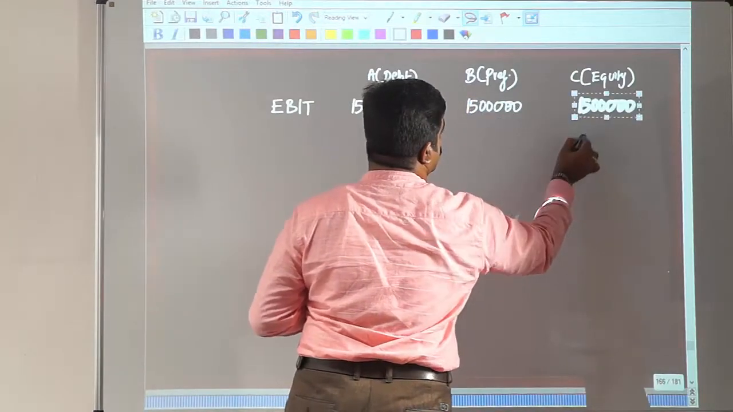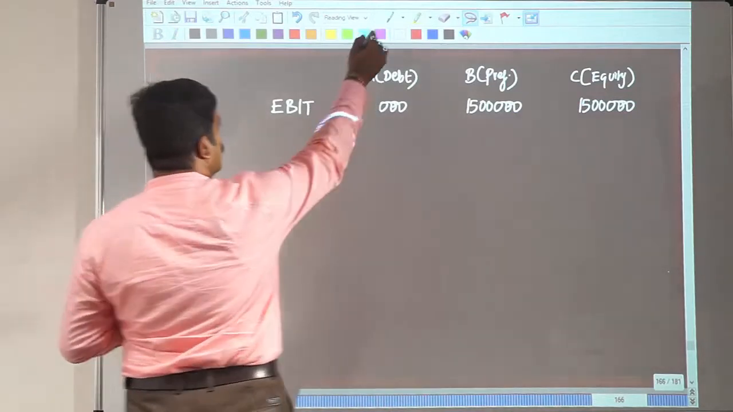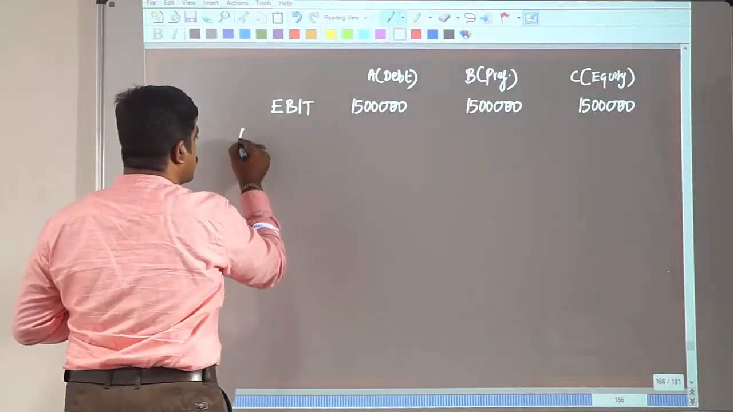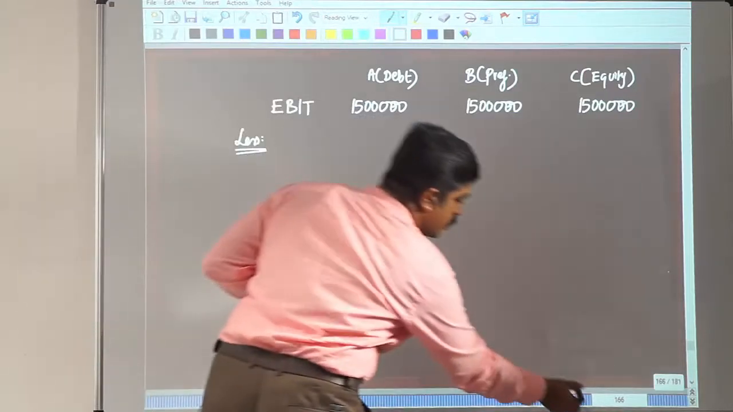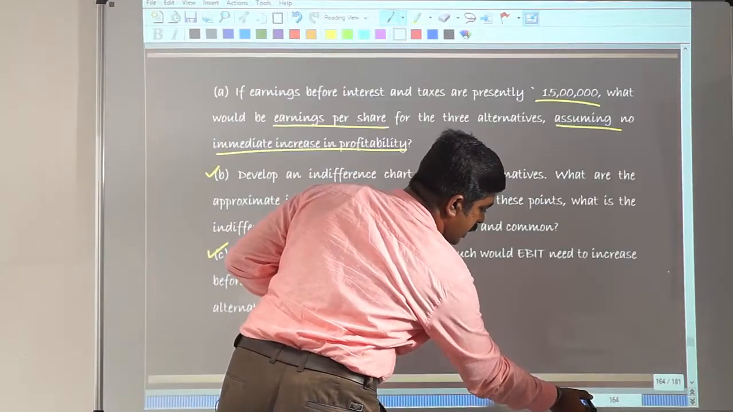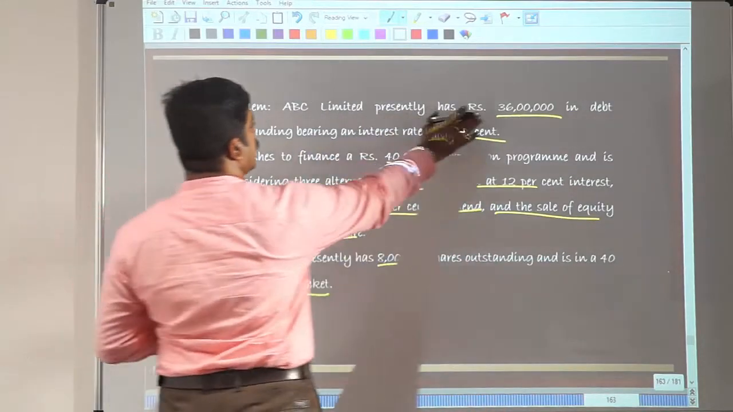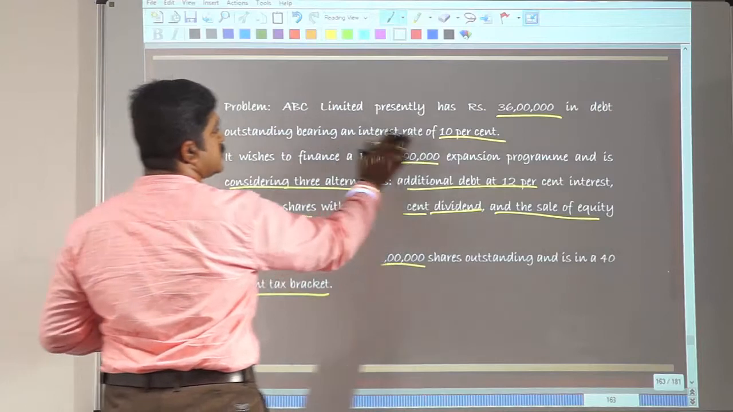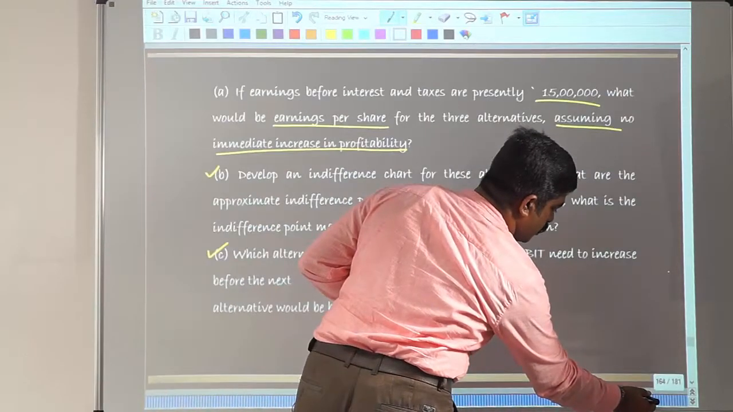So in all the three scenarios, my EBIT is 15 lakh. But one thing we have to remember is, from this, when we subtract the interest, we should not forget the interest on the existing loan, because the question says they already have a debt. What is their existing debt? Already they have 36 lakh debt, which is outstanding at the rate of 10%. Okay, so we have to provide for that.